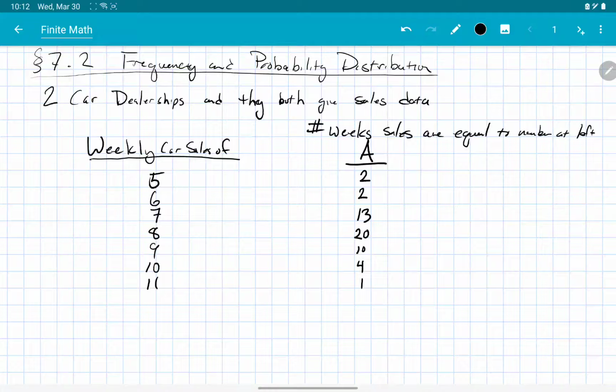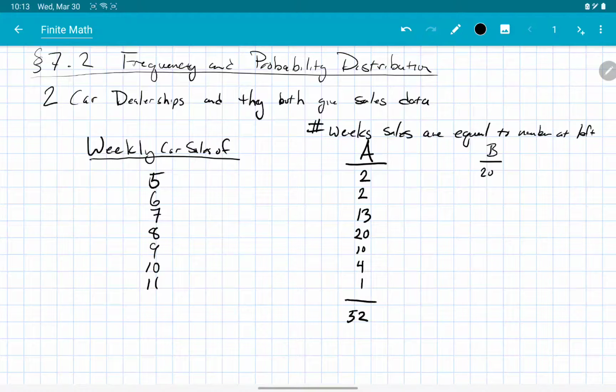Okay. So how many of the 52 weeks in a year did they sell 7 cars? The answer is 13. And if you sum these numbers, let's see, what do we get? 5, 6, 7. Yes, we get 52 weeks. Okay. Now, dealership B gives us its weekly sales data as well.